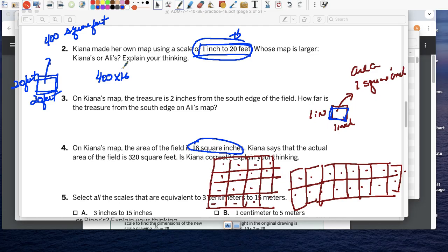You get 6,400. And obviously, this is not the right answer. It gives you 6,400 square feet.